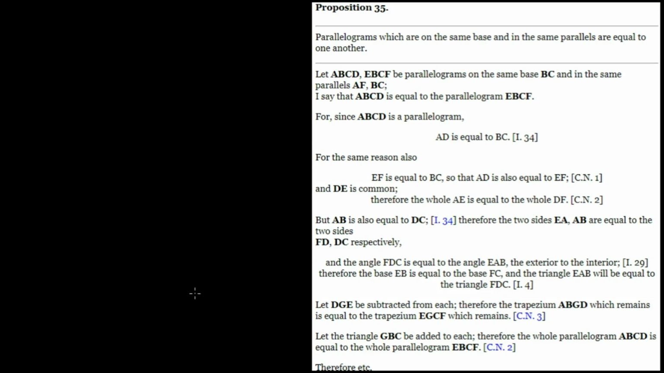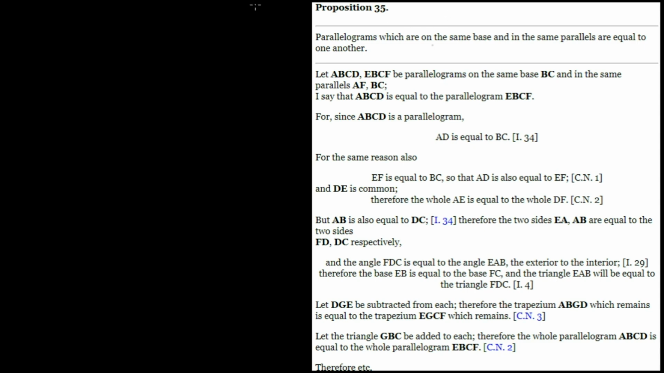In Proposition 35, we're going to prove an interesting truth about the equality of areas of two parallelograms under a special condition. Parallelograms, which are on the same base and in the same parallels, are equal to one another. Let's check out the setup. Let ABCD and EBCF be parallelograms on the same base BC and in the same parallels AF and BC.